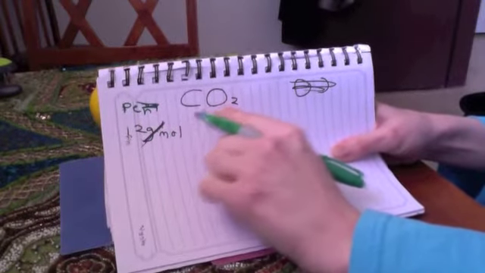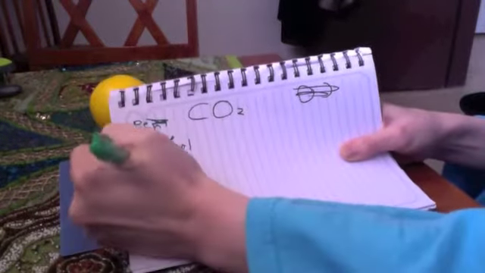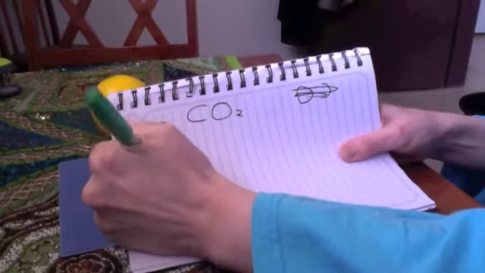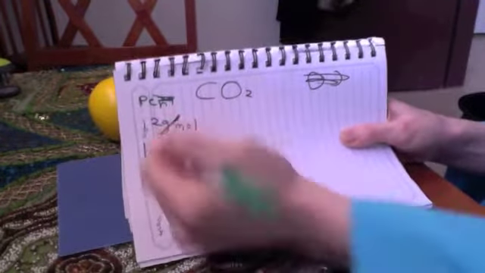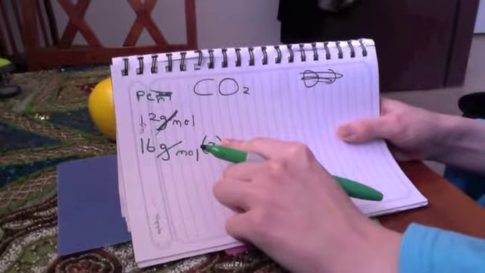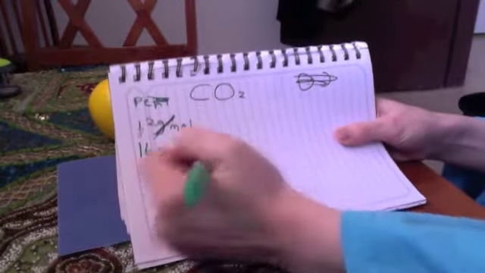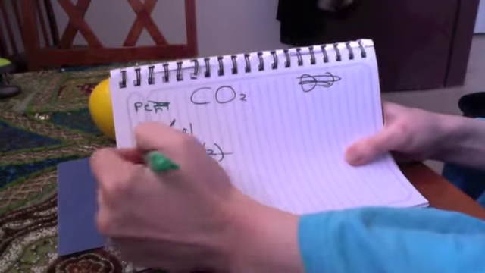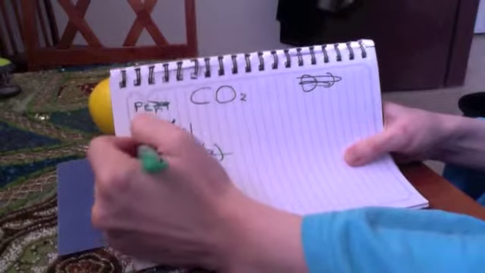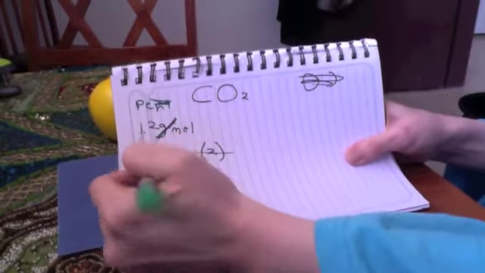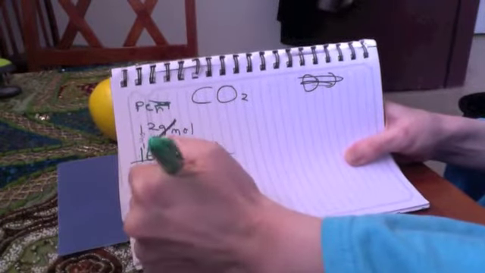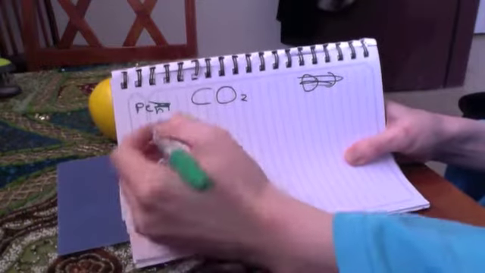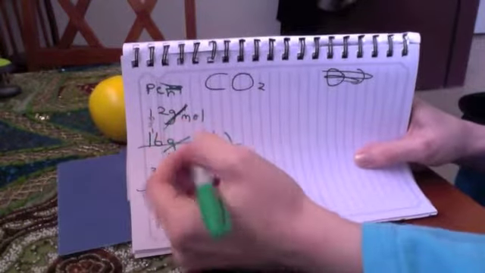Now, I also have 2 oxygens, and I know that oxygen is 16 grams per mole. However, I have 2 of them, okay? So I'm actually going to need to multiply this number by 2. So what is 2 times 16? 2 times 6 is 12, 2 times 1 is 2, 3. So I have 32 grams per mole plus 12 grams per mole, okay?